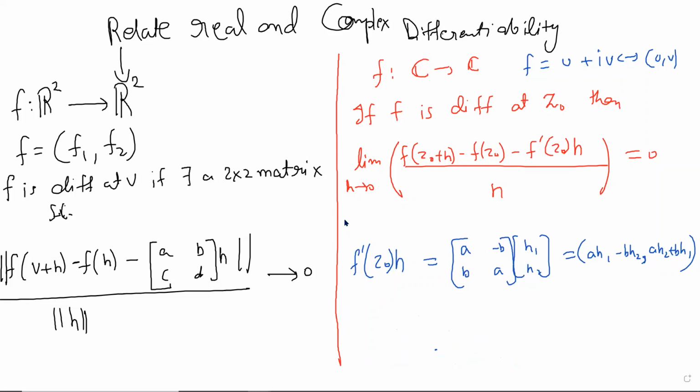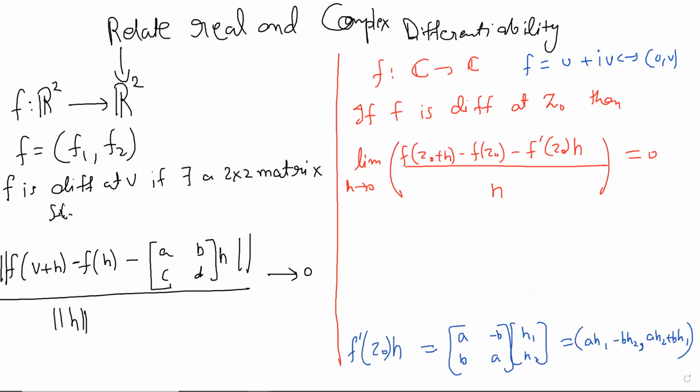So remember here, and that's very important, we are assuming that f is complex differentiable, and then we are seeing what this means in terms of matrices. If this happens, then this happens: the matrix ABCD should be equal to A, minus B, B, A.